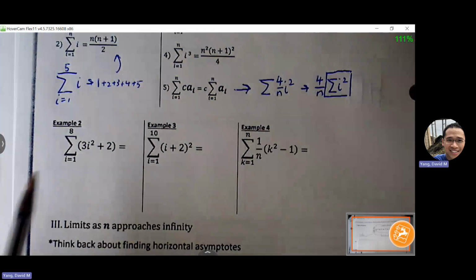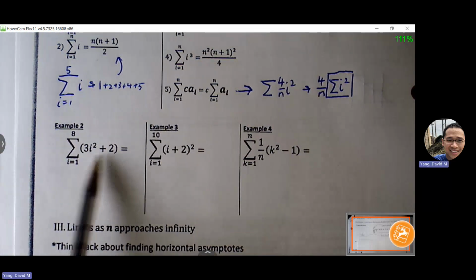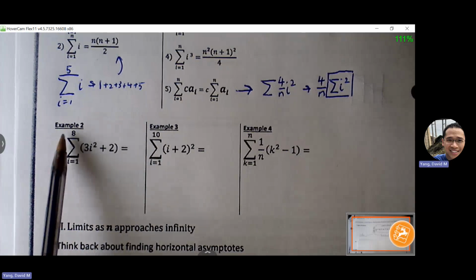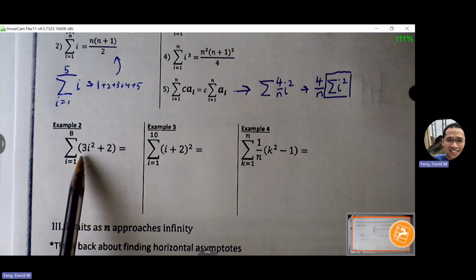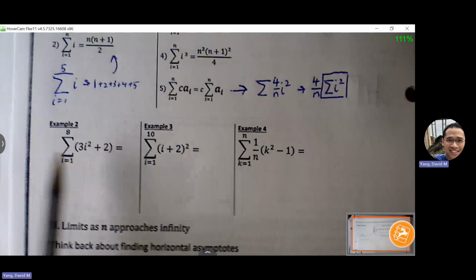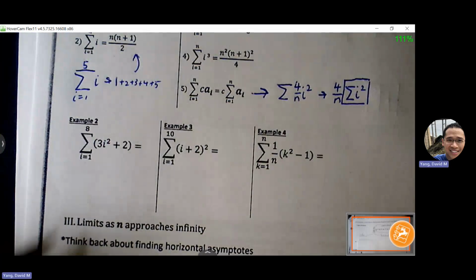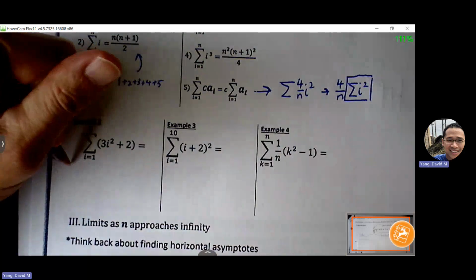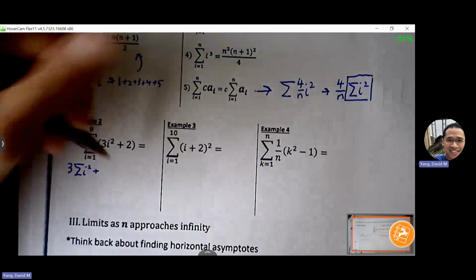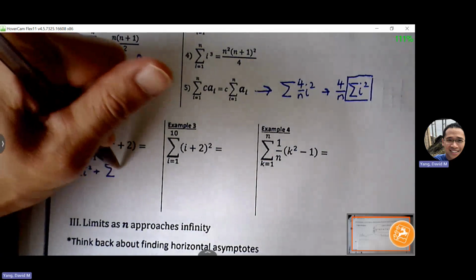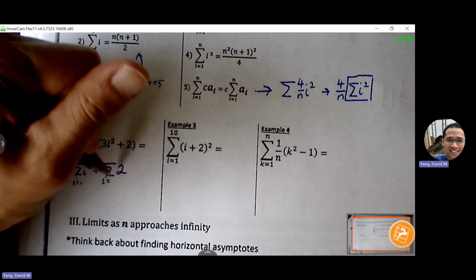Okay, so let me show you how we can separate this in an easier form. So let's say I have summation from 1 to 8 of 3i squared plus 1. I could plug in 1, then 2, then 3, all the way to 8. But I'm going to use my summation formulas here. I'm going to first separate into two sums. Sorry, I realized I did not give a lot of room here. So 3 summation i squared plus summation 2. Now this is i equals 1 to 8, i equals 1 to 8.